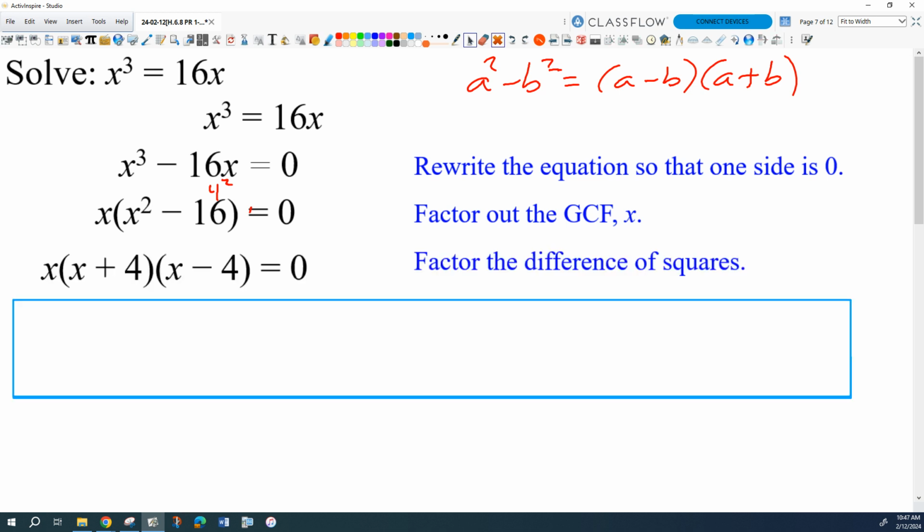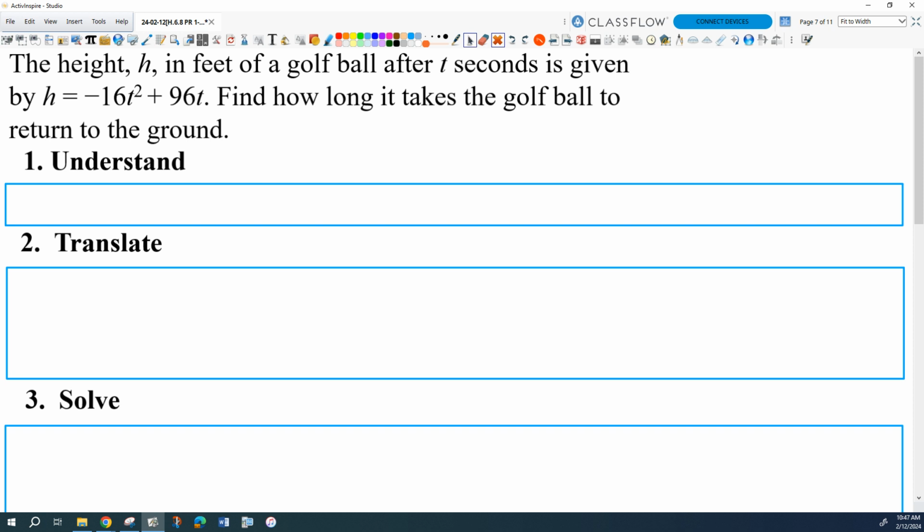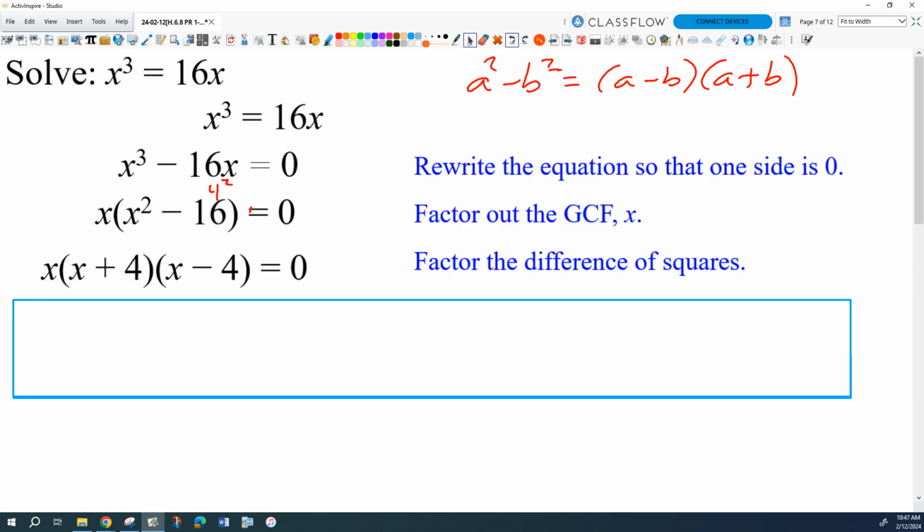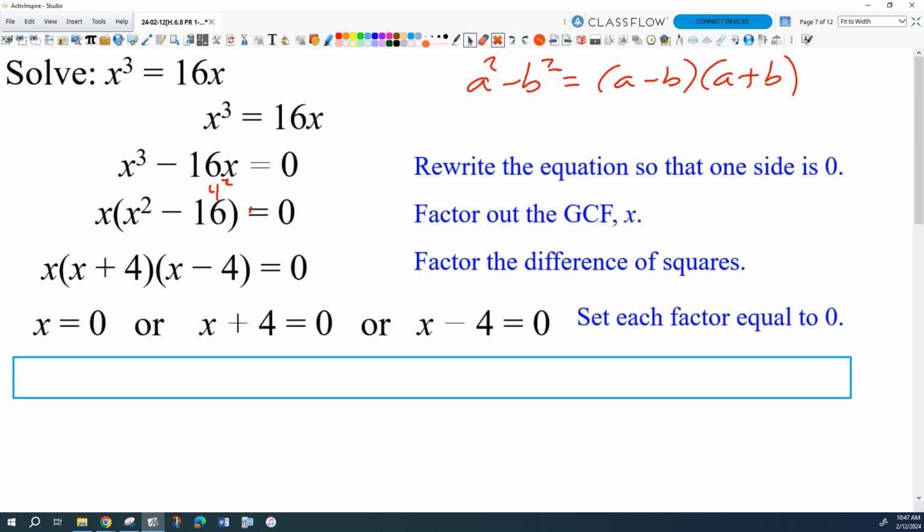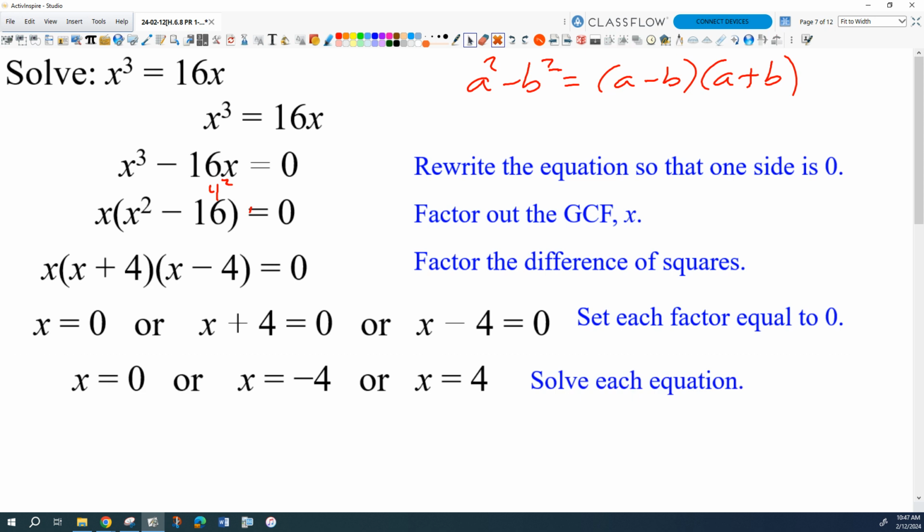What are my 3 solutions? 0, right? I set that factor equal to 0, and I just get x equals 0. Negative 4, positive 4. Okay, and then of course we would just check those and they would work. Okay.